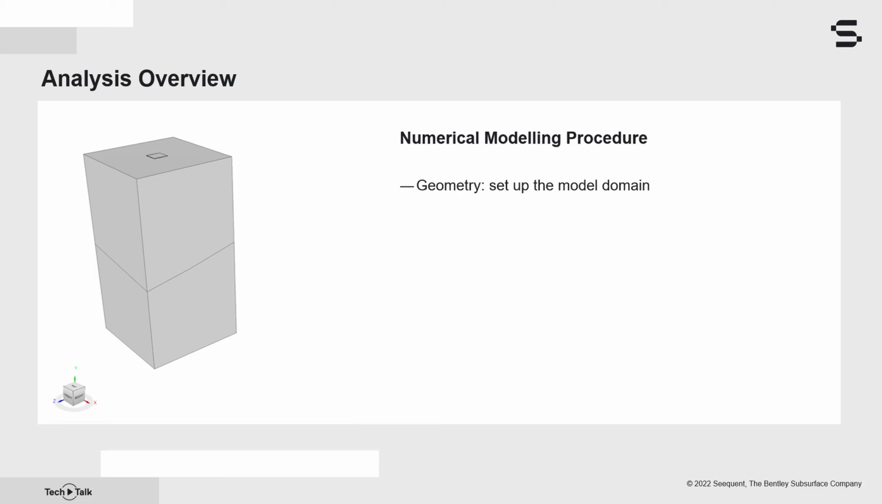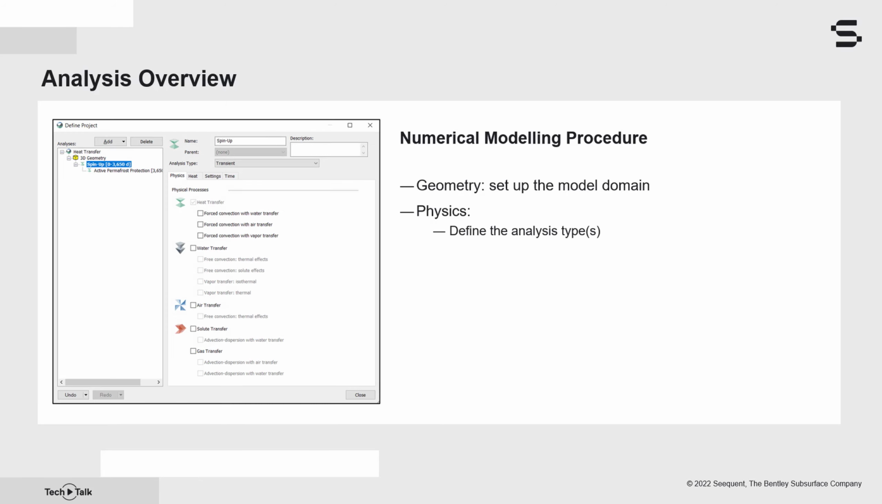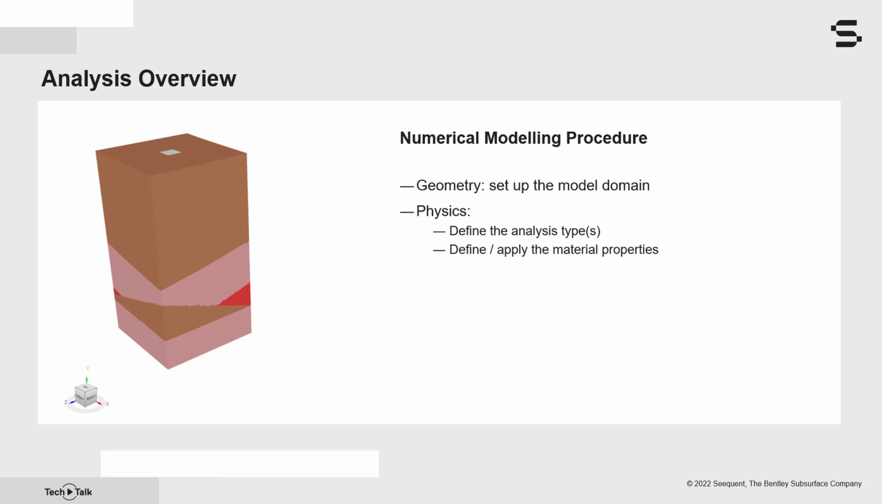As presented in Part 1, the first step of the numerical modeling procedure is to create the model domain, which we have already done. In today's webinar, we will complete the remaining steps in the numerical modeling procedure, which include defining the project physics by adding analyses to the project file and defining the material properties associated with the model geometry for each of the physical processes selected for the project.